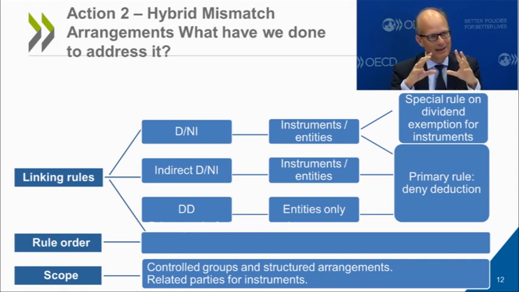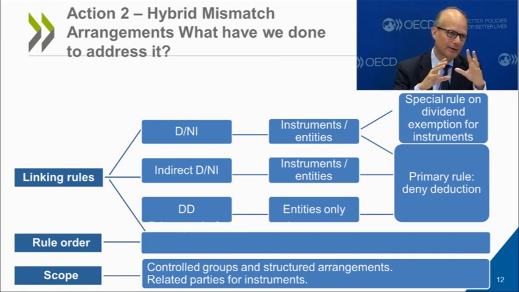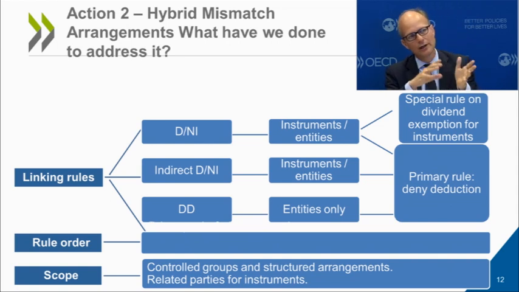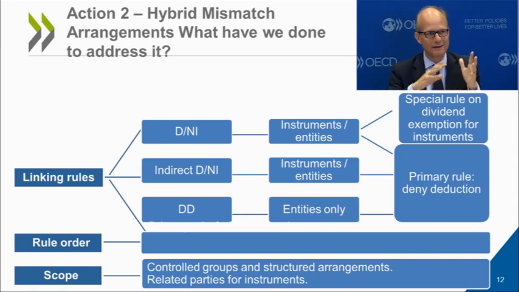The second aspect is rule order, and that has a twofold purpose. One is to make sure that the system works whether or not all countries participate. And that's something that Pascal has already stressed earlier today. But secondly, and equally important, it also means that we're not going from a world of double non-taxation into a world of double taxation. So that's the importance of the rule order.